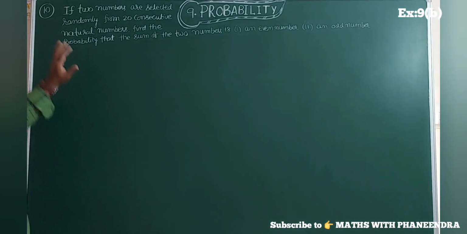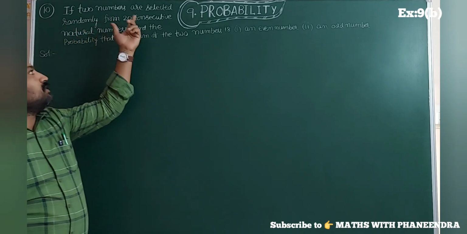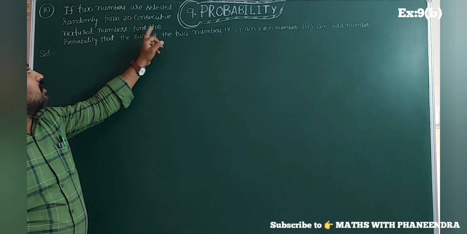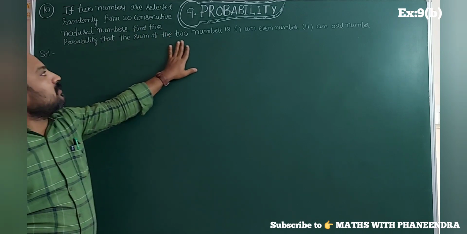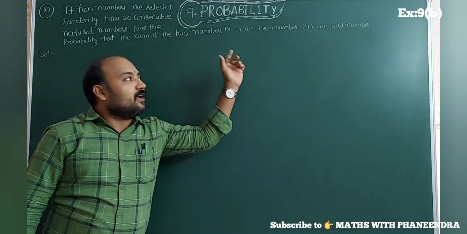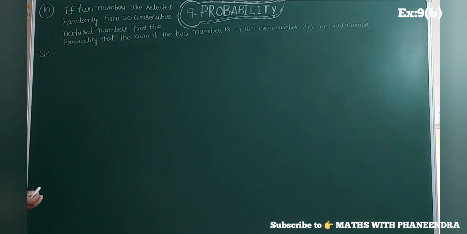See the next question. If two numbers are selected randomly from 20 consecutive natural numbers, find the probability that the sum of the two numbers is an even number, and the second question, an odd number.